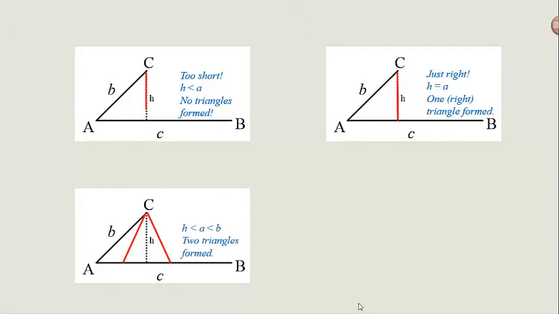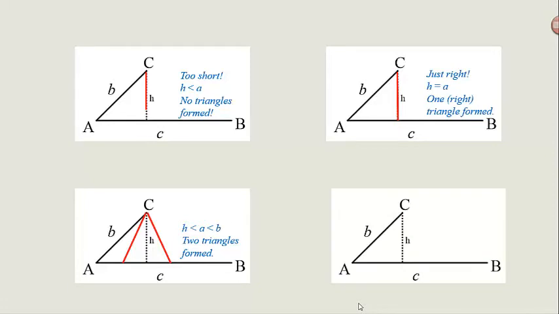And finally, if the second side you are given is quite a bit longer than that height, so that it is longer than the first side you're given, there is only one triangle formed.